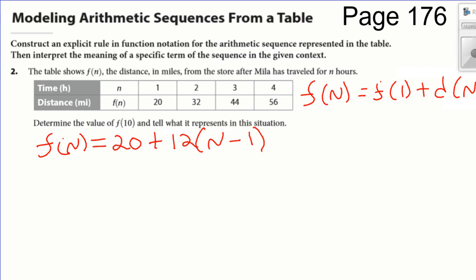Okay, next it says determine the value of f of 10 and tell what it represents in this situation. Okay, so I'm going to get to what it represents in a minute, but first I want to figure out what the value will be for 10. So what you'll need to do is replace the n with 10 all the way through. So trying to figure out this function when you have 10. So I got 20 plus 12 times 10 minus 1.